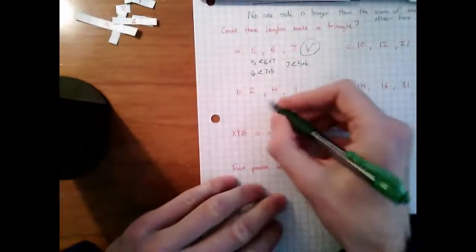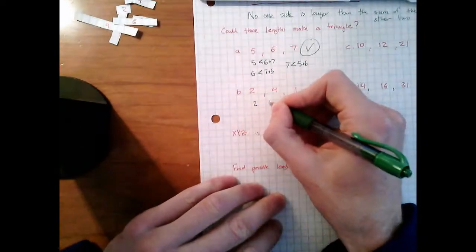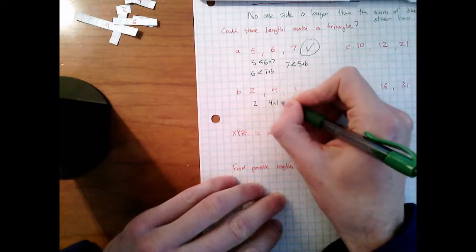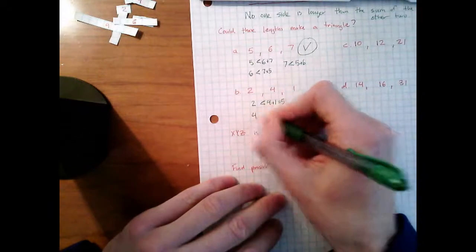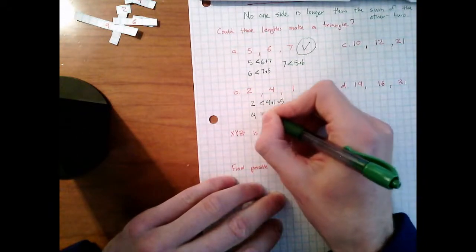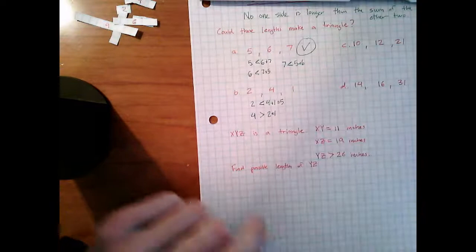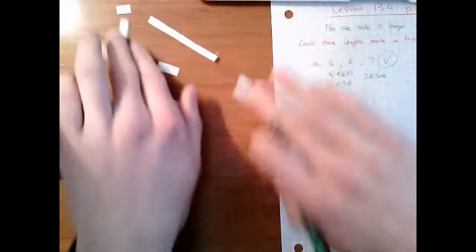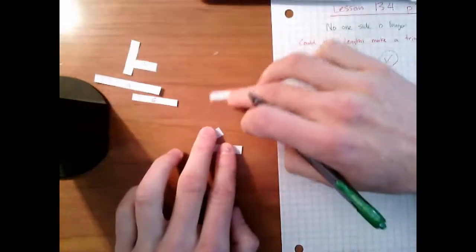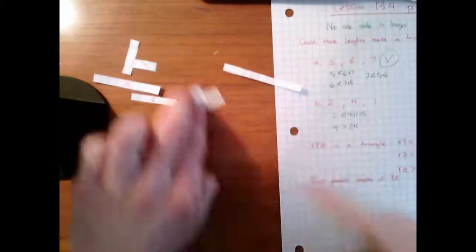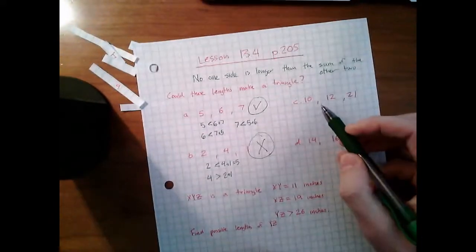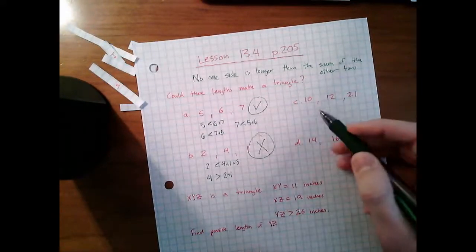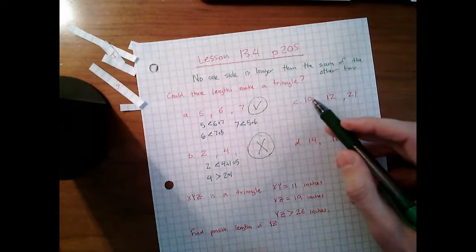What about this one? 2 compared to 4 plus 1. That's equal to 5. 5 is greater, so that side's good. 4. 2 plus 1 is 3. Uh-oh, that side is bigger. If I got out my little examples, I don't actually have a one piece, but that one piece wouldn't be able to meet. So no, this triangle is no good. Does not work.